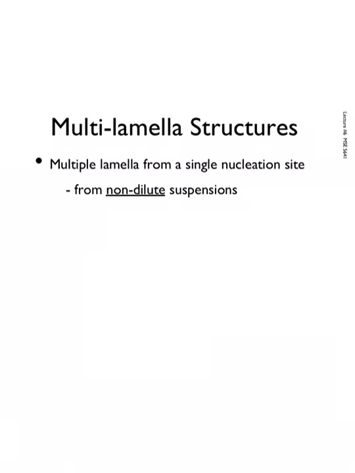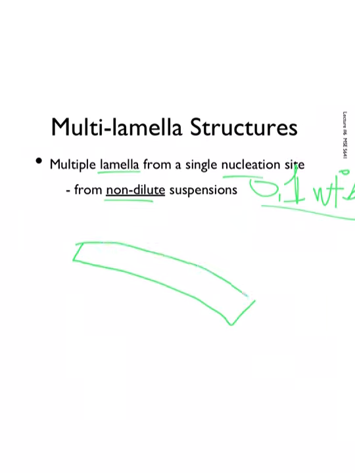Okay, and so as we go from 0.01 to 0.02 to, oh gosh, maybe 0.1 weight percent, what you're going to see is multiple lamella from a single nucleation site from non-dilute suspensions. And so I'm going to start out with one crystal, and these look like sticks of gum, basically. And that guy, as you hopefully know, nucleated and grew from some point in space.